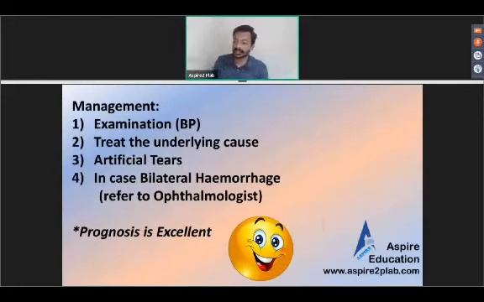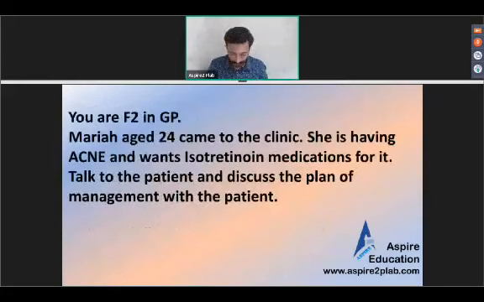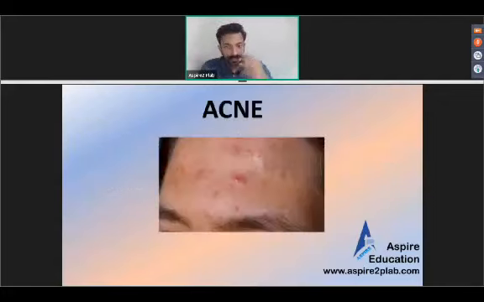Acne. They started asking this station, acne, and they have asked it 2 times now. The question is, you are a GP, the patient is 24, a young lady, who came to you in the clinic. She has acne and wants isotretinoin medication for it. Discuss the plan of management with the patient. So the patient has acne and wants this isotretinoin. Roughly, this was the picture in the exam. It was a forehead picture they gave in the exam.